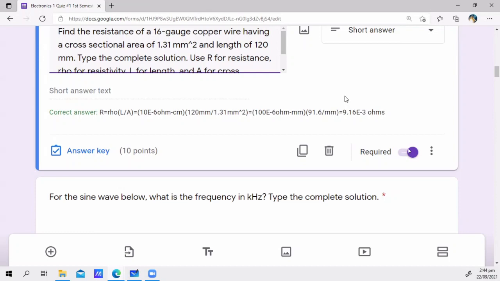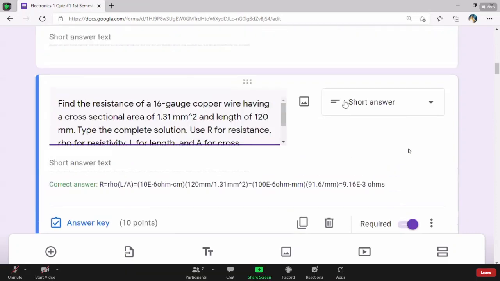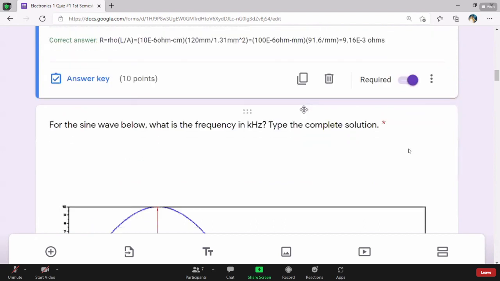Kung papansin nyo, 9.16 times 10 raised to negative 3 is milliohms. So which is virtually equal to 0 ohms na. No? Dahil this is a copper wire, ang resistance niya ay sobrang liit or sobrang baba. Okay? So ito yung answer natin dito sa problem na yan.